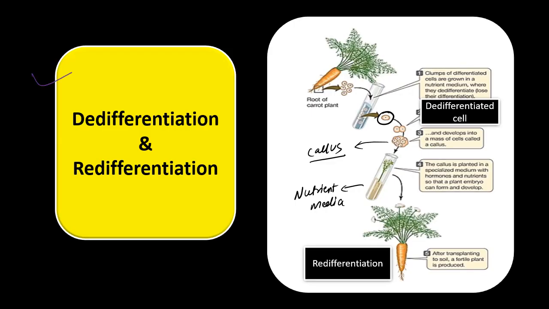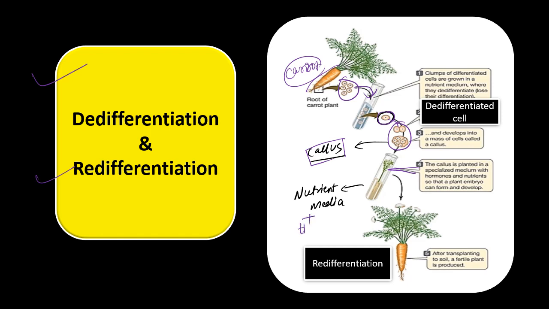So next is the de-differentiation and re-differentiation concept. So here is the carrot. This carrot is already differentiated into a carrot. But if we take this differentiated cell in a test tube, let's consider this a tissue culture technique, and grow it on nutrient media, this is called callus.